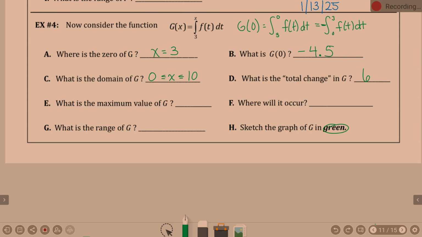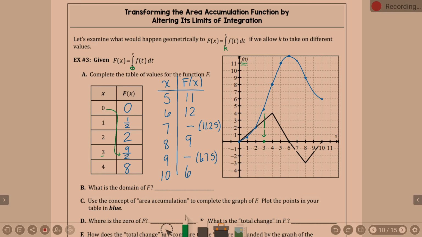If you look at the total change on E up above, I don't know if I wrote anything in, but we looked at the end it was 6, at the beginning it was 0. We're still going to have that. Now, max value of G. Take 12 minus 4.5. Is 7.5. I feel like that was the big question right there.